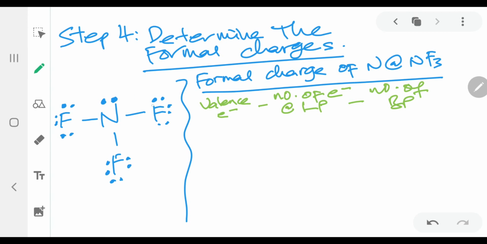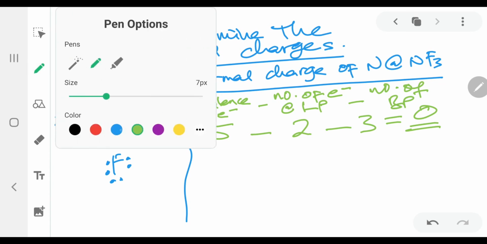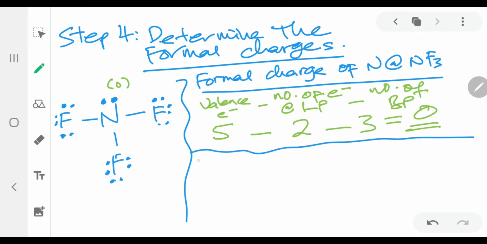Okay, so when you look at your nitrogen, it has 5 valence electrons, minus number of electrons at lone pair. Nitrogen has 1 lone pair, therefore 2 electrons, minus number of bonding pairs attached on the nitrogen. You have 3, so minus 3, therefore you have 0. So on your nitrogen over there, you have 0 formal charge.